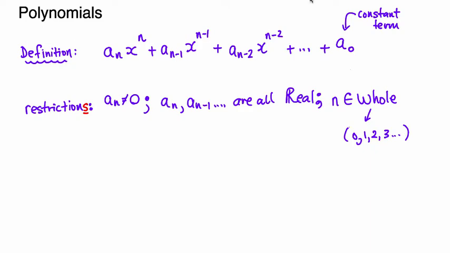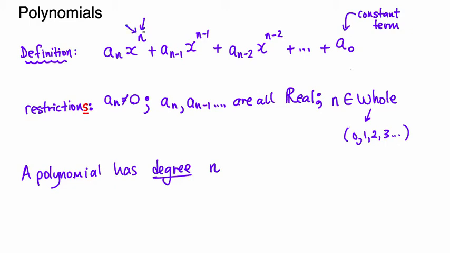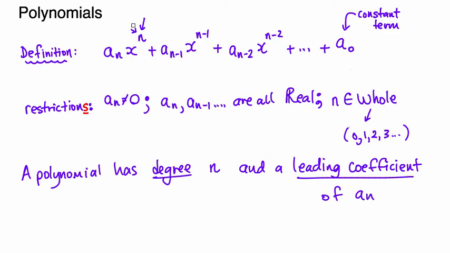There's also one other key term, which is that a polynomial has a certain degree. So let's write that down. So a polynomial has degree n, and yes, that's the same n as this n value up here, and it will have that leading coefficient. The very first coefficient will be a_n. And those two terms are going to be quite important.